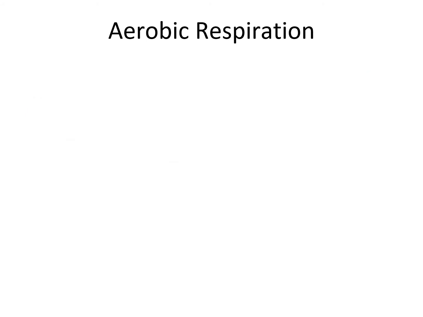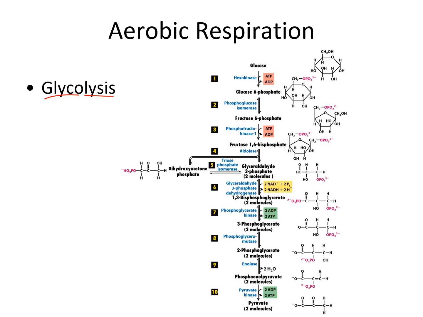Now I'm going to go through the steps of aerobic respiration. And the first step is glycolysis. And glycolysis, glyco refers to glucose and lysis is to split. So in this process, the glucose molecule is basically split in half. And while that sounds very simple, the actual process takes 10 steps to go from 1 glucose molecule to 2 pyruvate molecules. So it's an involved process.